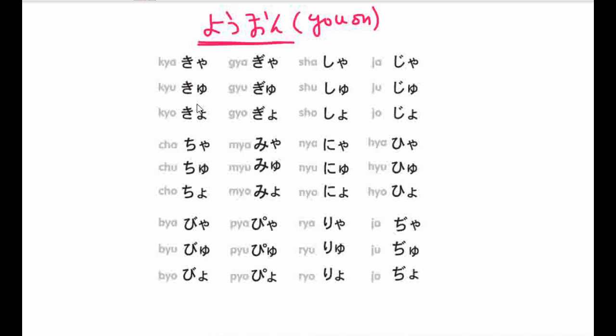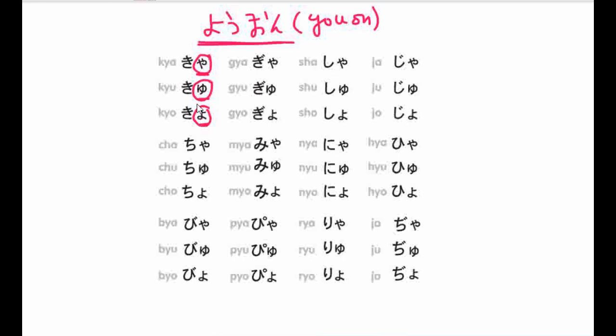So these letters are formed by smaller versions of ya, yu and yo. These three letters ya, yu and yo are smaller versions of the actual ya, yu and yo. So what is the difference between the small and the big?